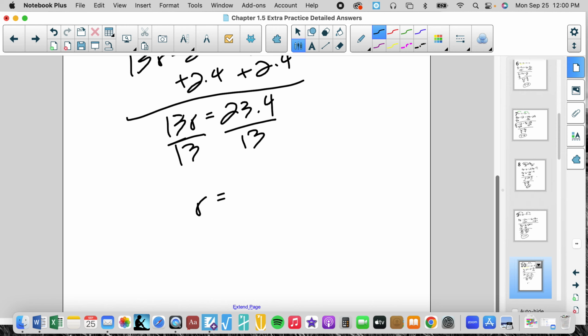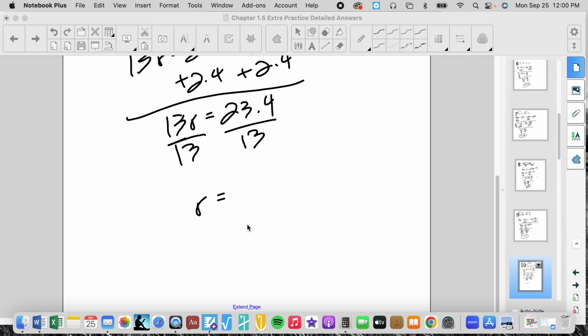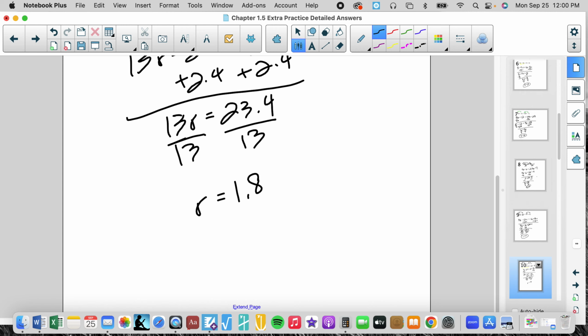I'm going to divide by 13, and that to me is not a logical answer. I don't see that 234 is a multiple of 13. It might be, but I'm going to pull out the calculator here for accuracy purposes. 23.4 divided by 13 leaves me with 1.8. So 13 goes into 234 18 times if you want it. But that answer is acceptable.